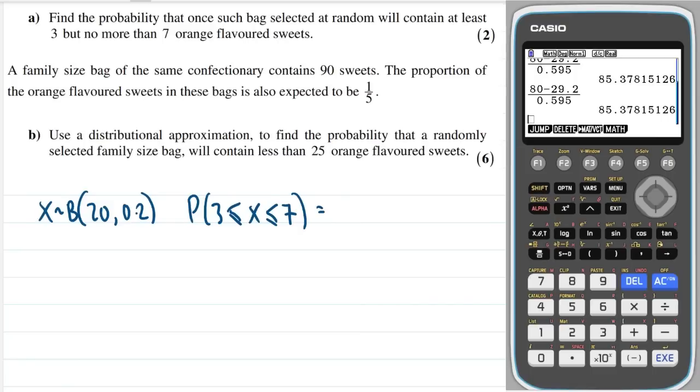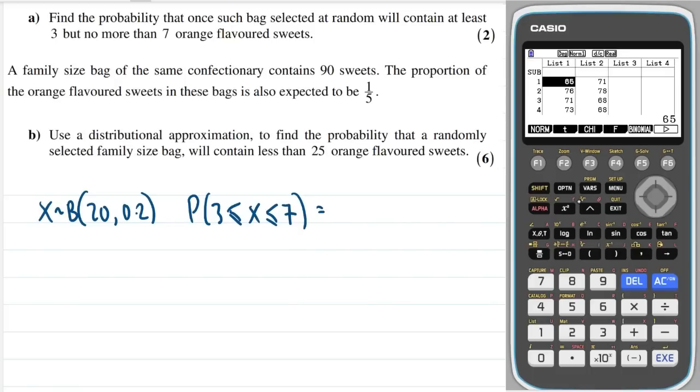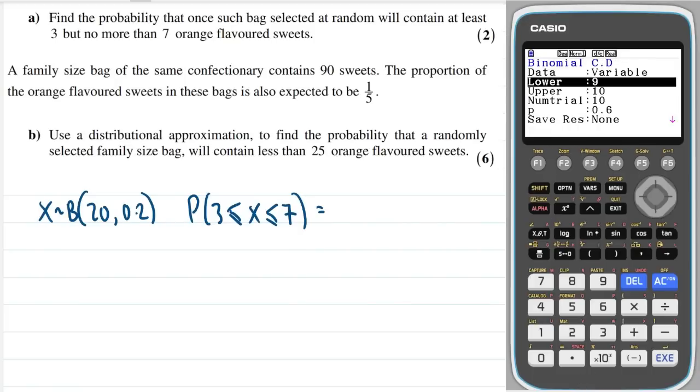Okay, so I can either go to distribution or statistics mode. I'll go to statistics mode and I'll press distribution, binomial, CD, and I want the lower to be 3, the upper to be 7, and the number of trials was 20 and the probability was 0.2. And this gives us a value of 0.762.